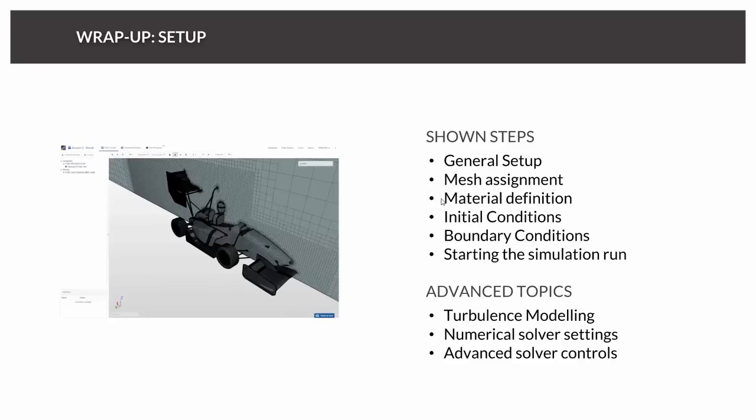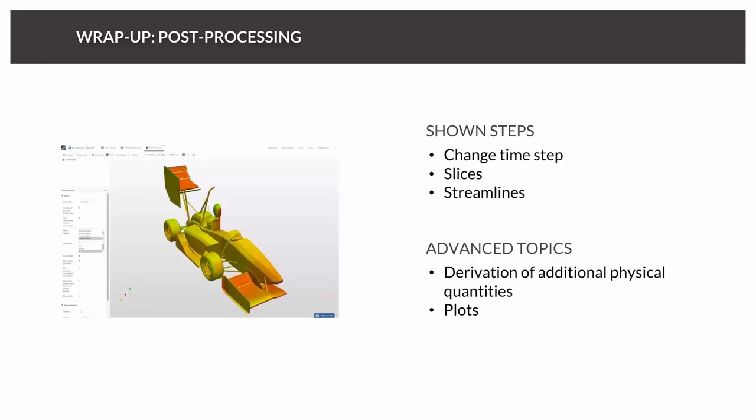For the simulation setup, first of all, you use general setup, the mesh assignment, you define the material, initial and boundary conditions, then you can start to run your simulation. And post-processing can be done online as well as offline. As I mentioned, last year we showed in detail how to do it, but since we now have a very long video about post-processing, I would suggest to take a look at this.